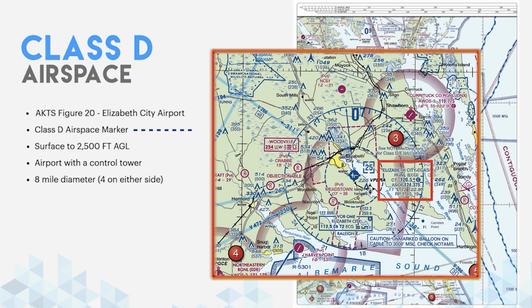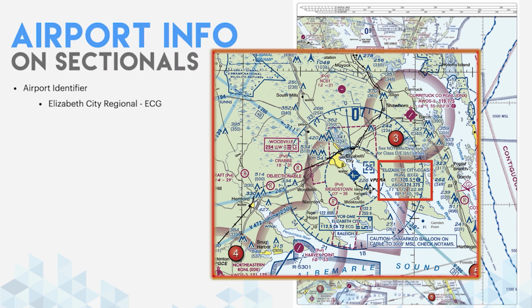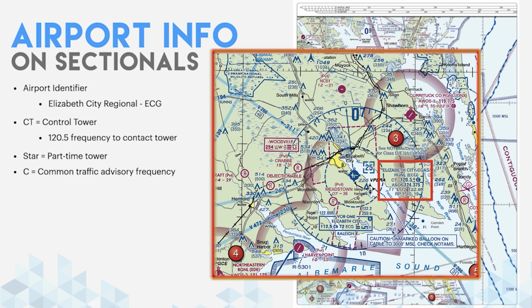Now to the right of the airport we see the name, Elizabeth City Regional, and the 3 letters in parentheses, in this case ECG, are the airport's identifier. That's the FAA's official abbreviation for the name of the airport here. The letters CT, here they mean control tower. And the number 120.5, that's the radio frequency pilots use to contact the tower. Now the star next to the frequency tells us that this is a part-time tower. The letter C in the circle identifies the Common Traffic Advisory frequency.